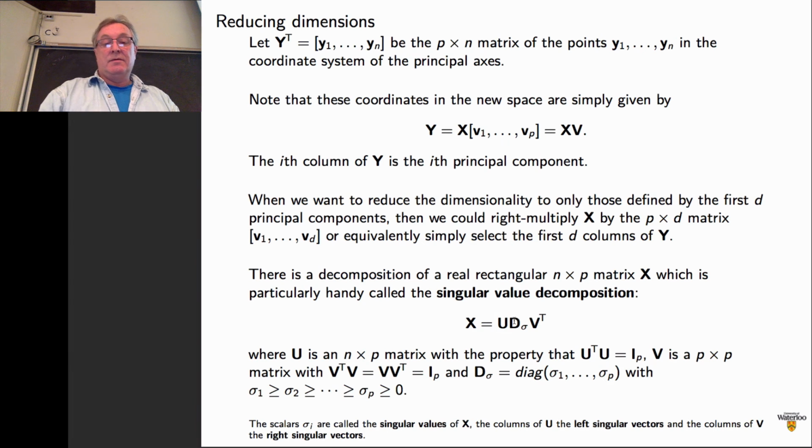D sigma is a diagonal matrix whose diagonal elements are non-negative and ordered from largest to smallest. And then V is going to be a p by p matrix that's orthonormal. These are called the singular vectors. They're left singular vectors and right singular vectors. And these sigmas are the singular values.